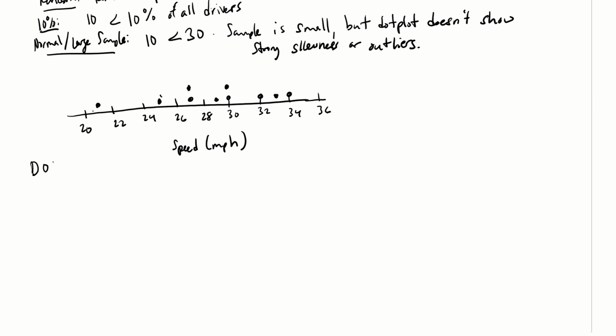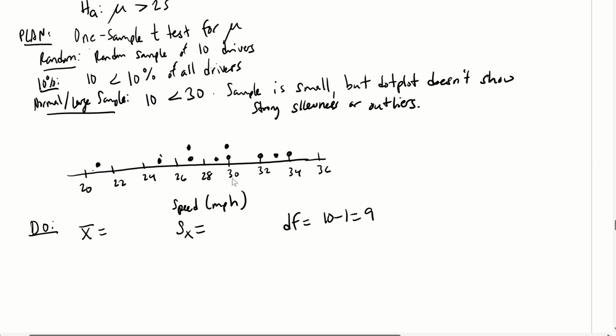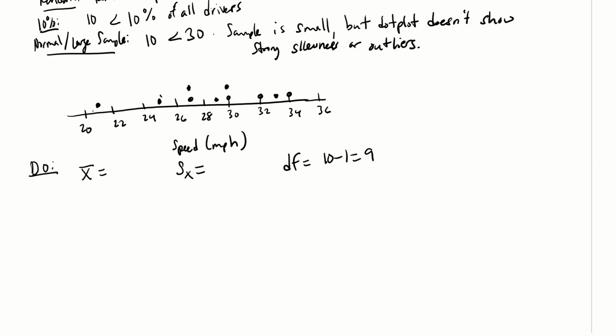Now we're going to need to plug this in and get our statistics. We need our x bar, our standard deviation, and our t-score, our critical value, and all that good stuff. So let's do our df. Our df is 10 minus 1, which is 9. And then we're going to need to calculate our, not our t star, I'm sorry, we're going to need to calculate our t. But first, to calculate t, we need to know x bar and sx.